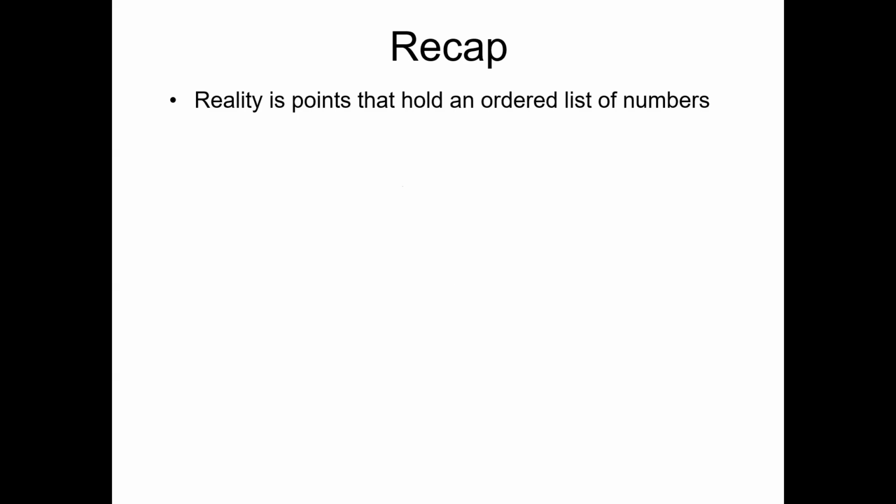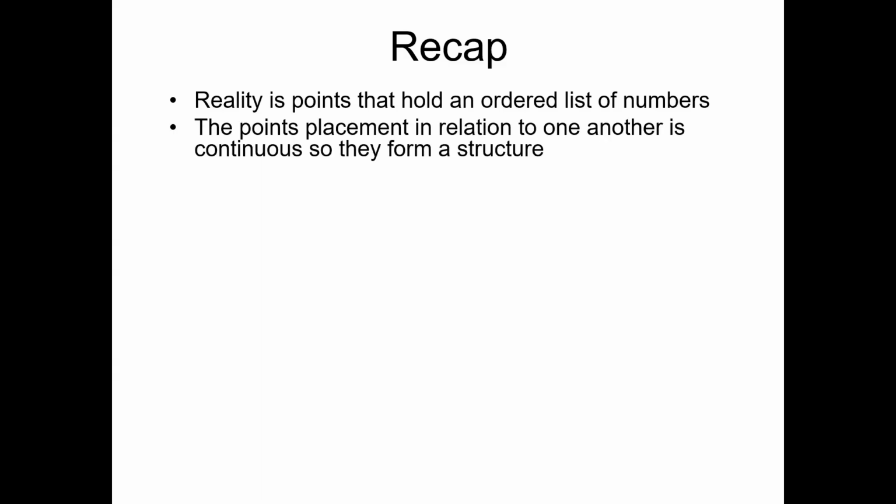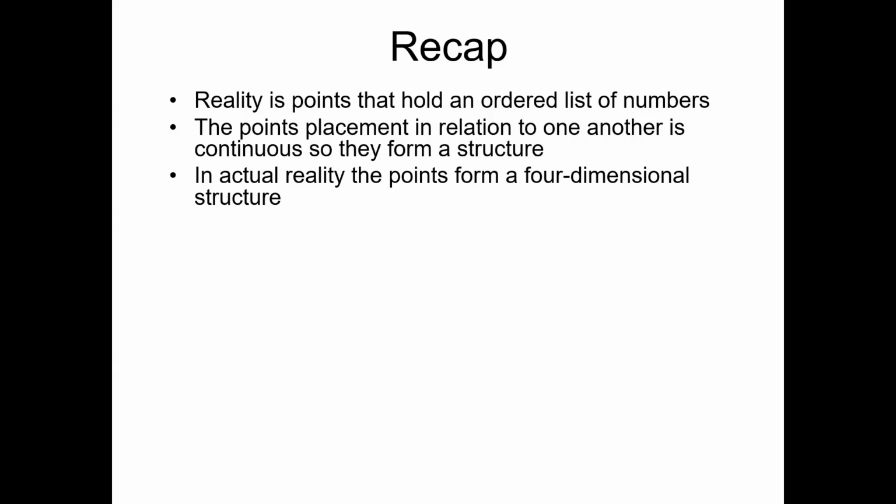A quick recap of what we said so far. Reality is points that hold an ordered list of numbers. The points' placement in relation to one another is continuous, so they form a structure. In actual reality, the points form a four-dimensional structure. So they are placed in four different ways, one in relation to the other.